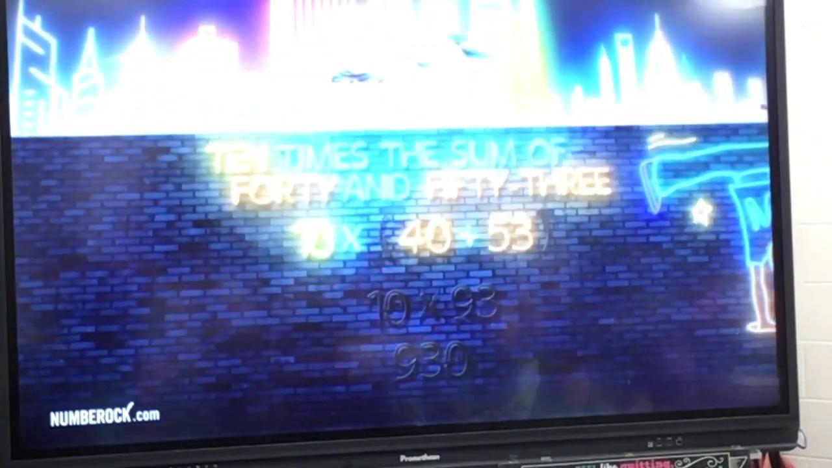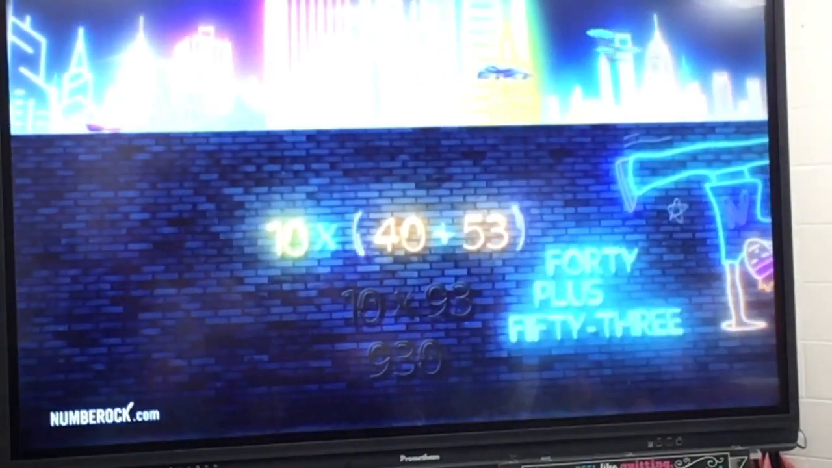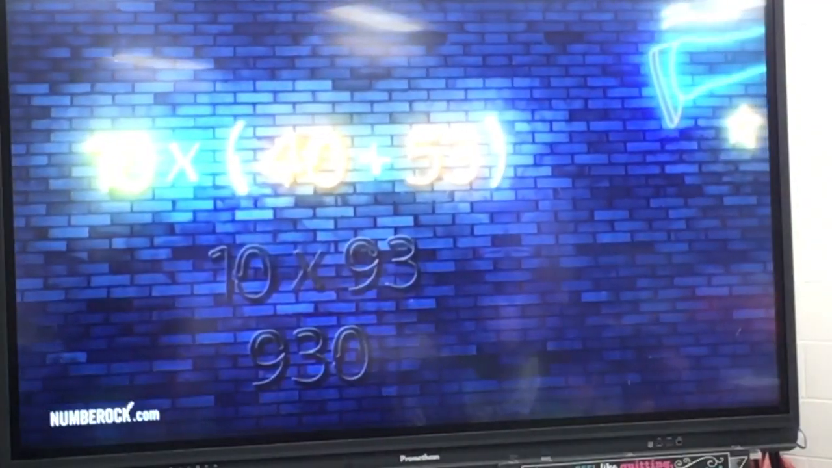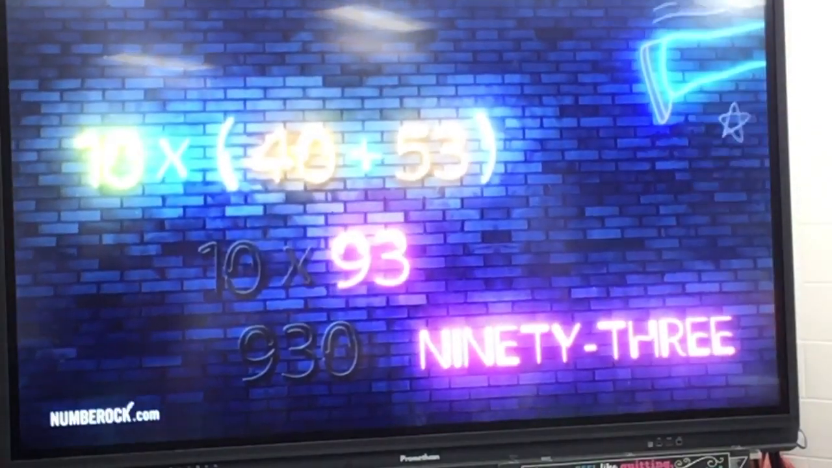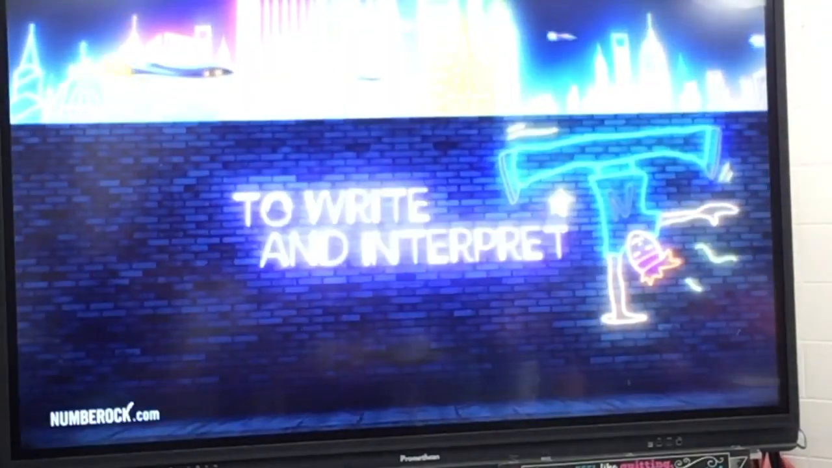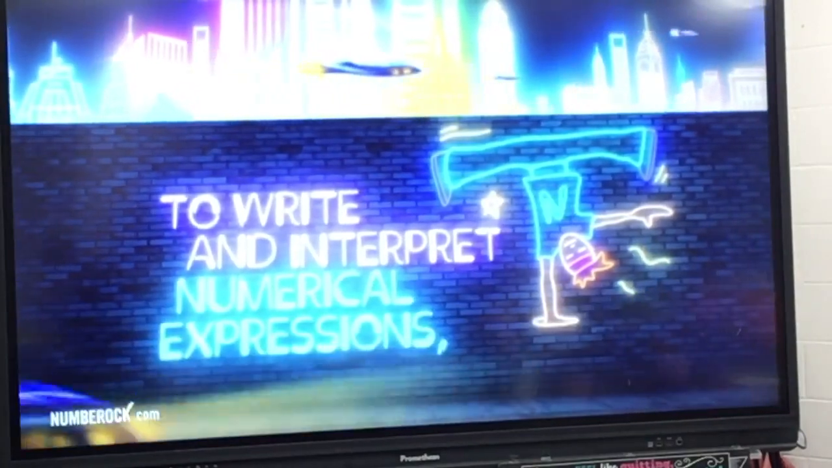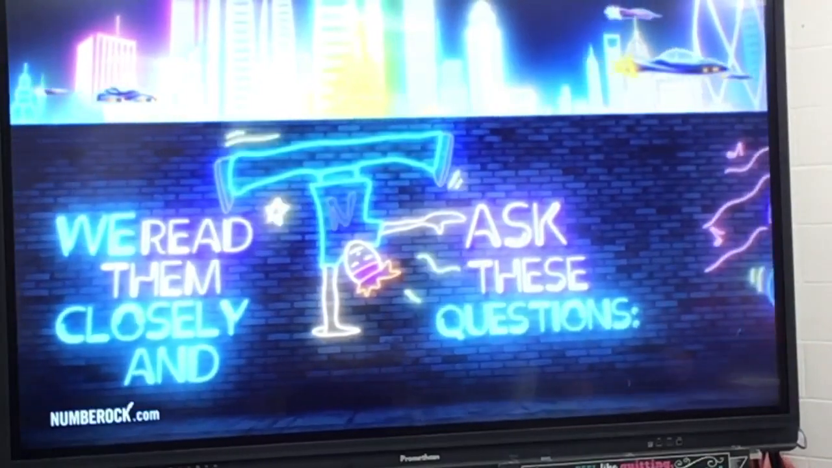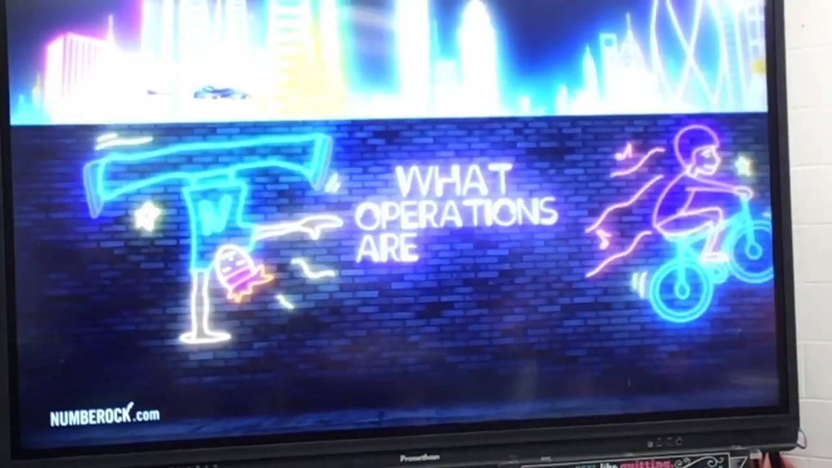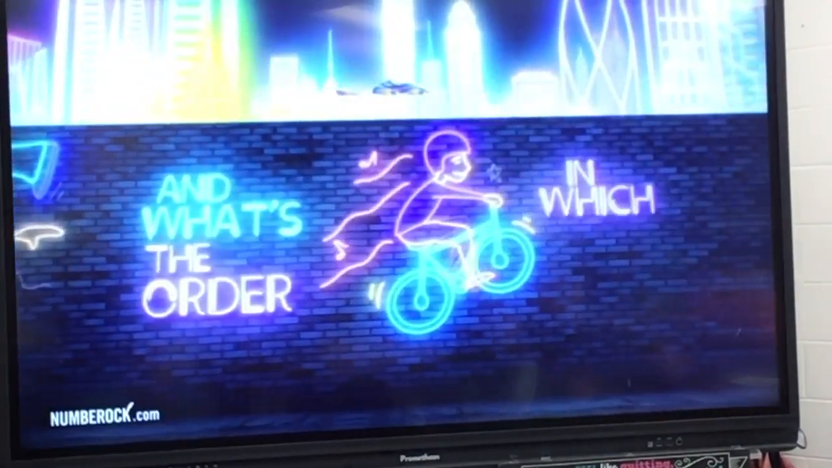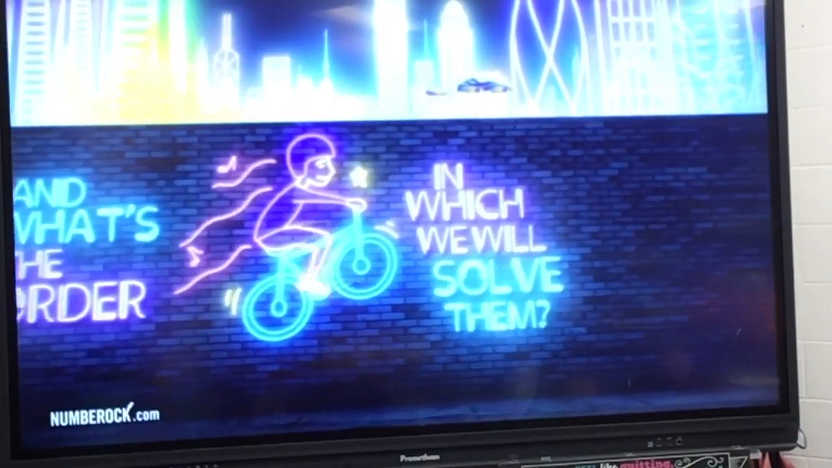Let's go! 10 times the sum of 40 and 53. First put 40 plus 53 in parentheses. The words tell us to add and get 93 first. Then multiply by 10 to add the verse. Write and interpret numerical expressions. We read them closely and ask these questions. What operations are described in this problem? And what's the order in which we will solve them?